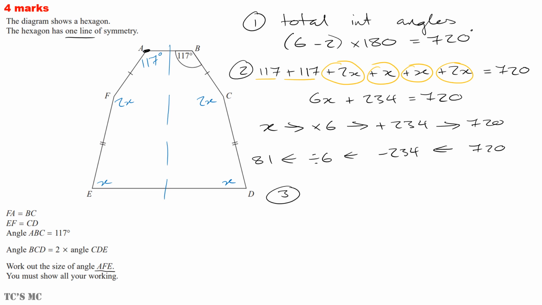Step 3, we need to work out the size of angle AFE. That's over here. Angle AFE, in our case, has been labelled 2x. So we need to do 2 multiplied by 81. That gets us 162 degrees, and that gets us our fourth mark.